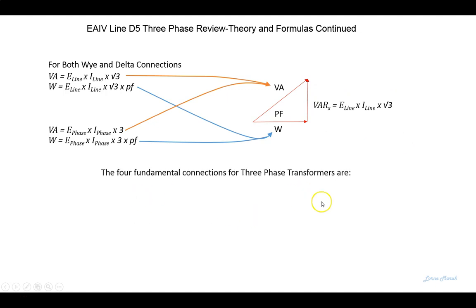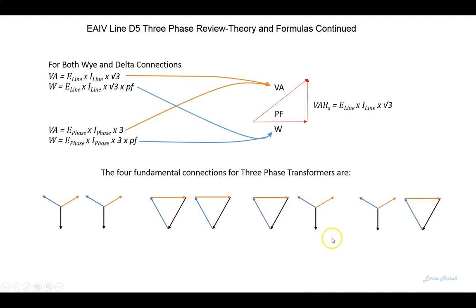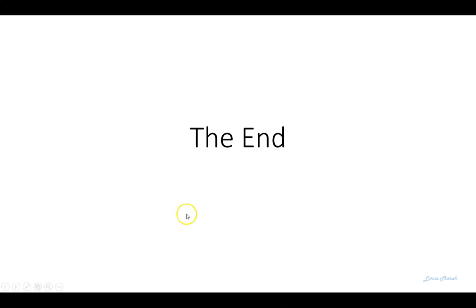Now the four fundamental connections to the three-phase transformers are YY, delta delta, delta Y, and Y delta. And we'll look at those in a little more detail later on as well.